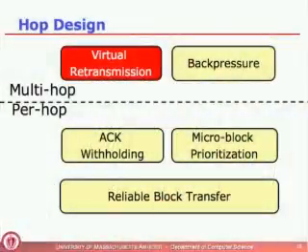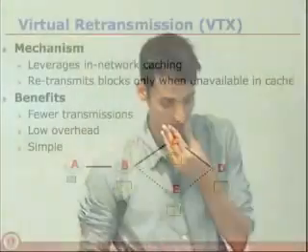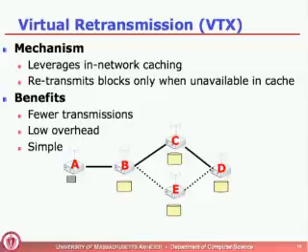So per hop reliability is not enough for end-to-end reliability. Hop uses a novel retransmission scheme called virtual retransmissions. That again is possible because these blocks are big. You can afford to spend more overhead on big blocks. Having designed the per hop reliable block transfer protocol itself, virtual retransmission actually comes for free. The idea here is to leverage in-network caching.